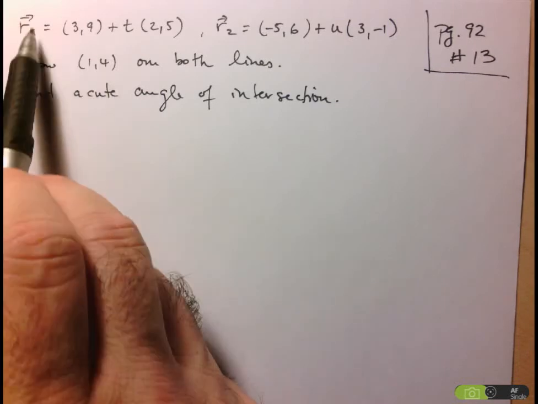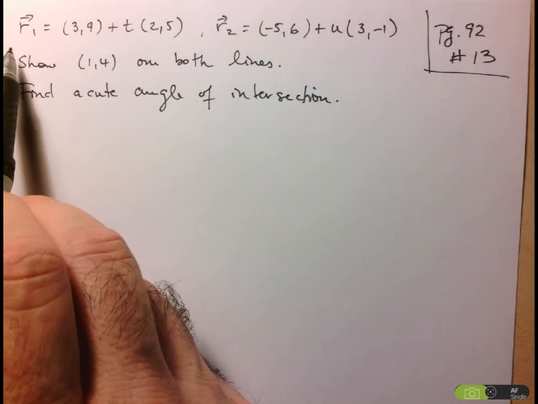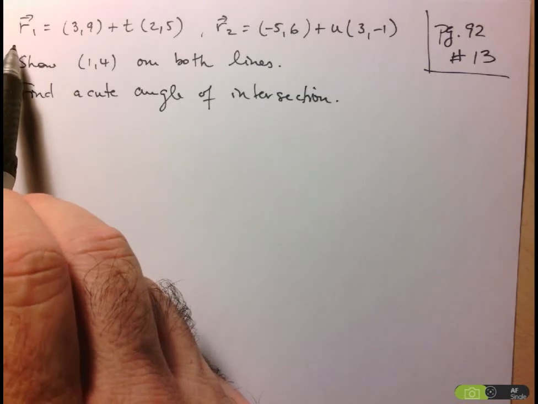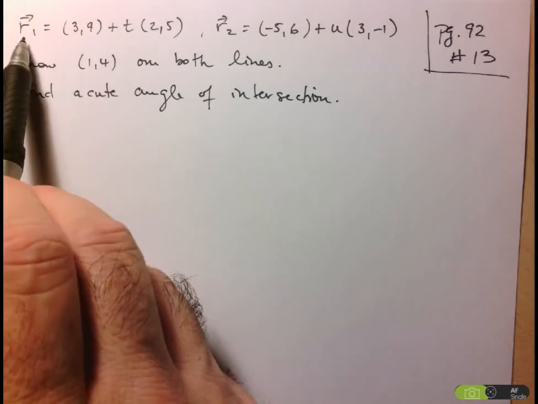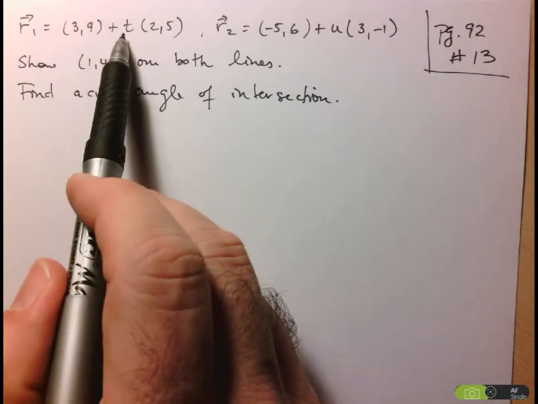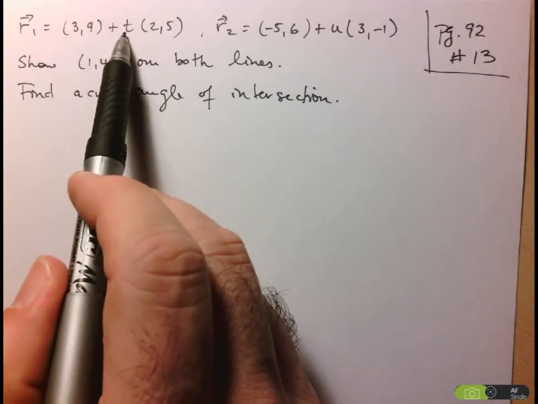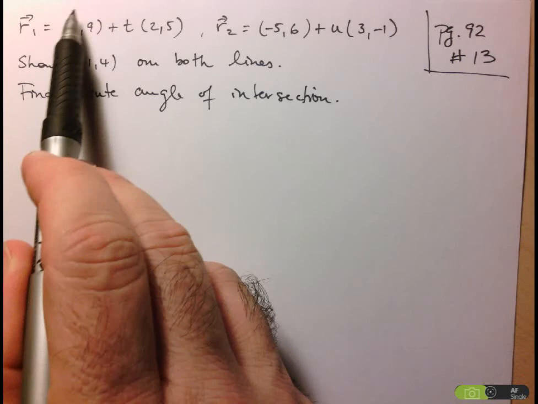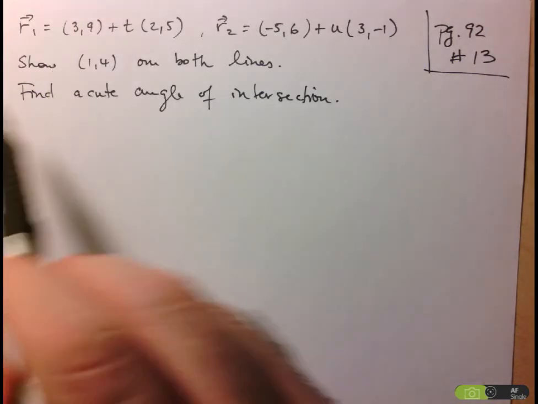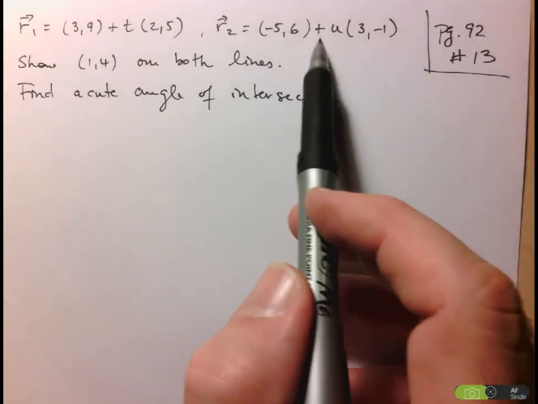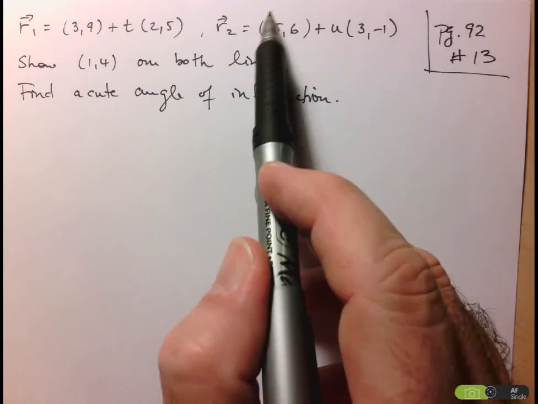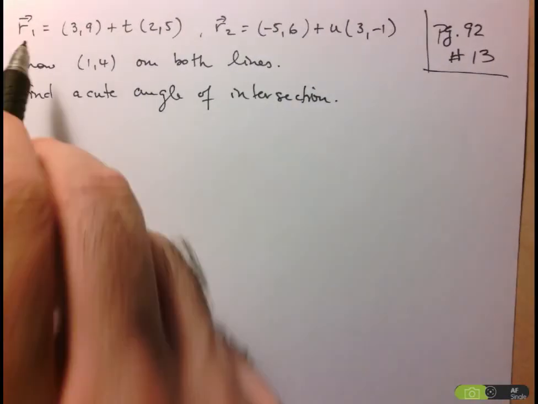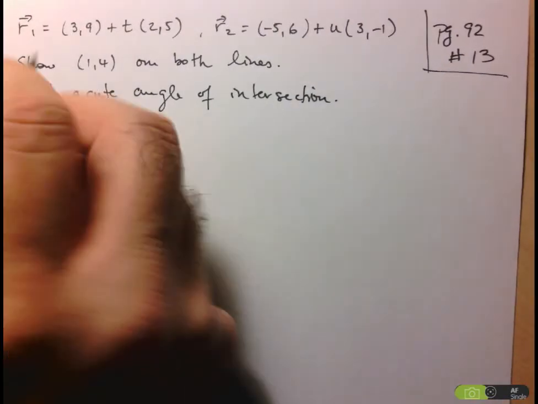So here, this r vector represents any point on a line. So in this case, if that point was (1, 4), we need to show that there exists a t value that will make this right-hand side equal to (1, 4). And similarly, we need to find a u value that's going to make this right-hand side equal to (1, 4). So let's start with r1.